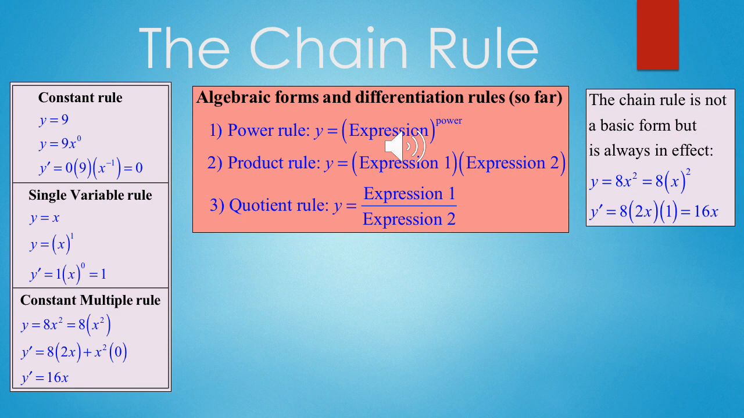For example, if y is equal to 8x squared, we can write that as 8 times the quantity of x squared. By the power rule, the derivative is equal to 8 times 2x. However, we need then to multiply by the derivative of x, which is 1. And of course, we do not need to write any multiplications by 1. So the chain rule is still there working, but it's just invisible.